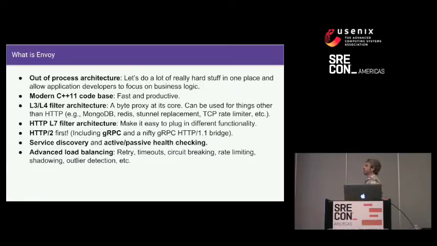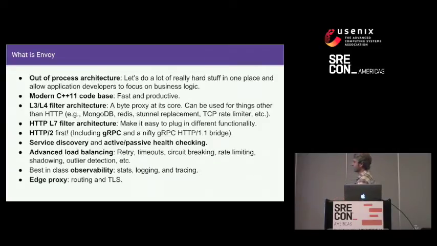And we do a whole bunch of things in the advanced load balancing realm. So that's retries, timeouts, circuit breaking, rate limiting, request shadowing, outlier detection. I'm going to talk a ton about this, but really it's all about observability, and that's going to be stats, logging, as well as tracing. And finally, Envoy is also usable as an edge proxy. That means it has full TLS support, and you can use it for routing and terminating client traffic.